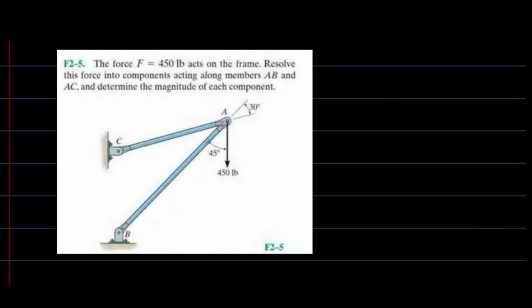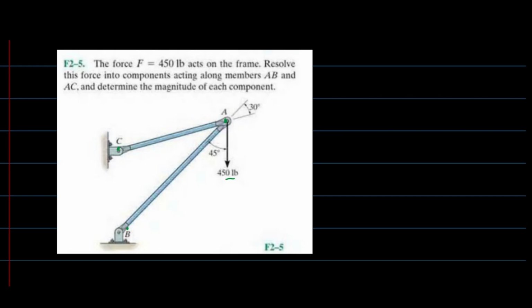This is Pearl, and today we're going to be solving this relatively simple question from the Engineering Mechanics textbook. So it says the force equals 450 pounds, that's this force, acts on the frame. Resolve this force into components acting along members AB, that's this point, and AC, that's this point, and determine the magnitude of each component.